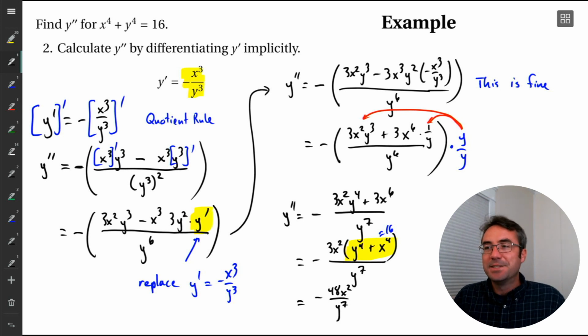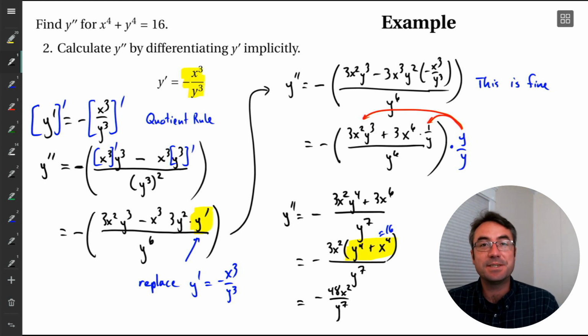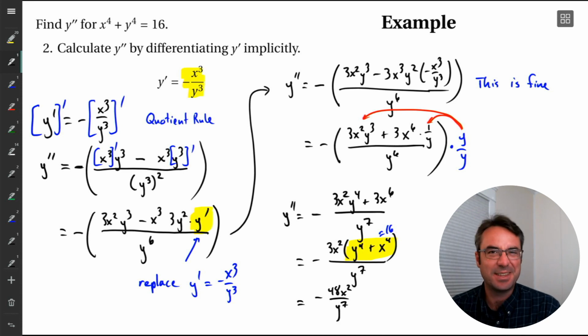All right, so that's going to do it for our implicit differentiation section. Now this is going to be a technique that we'll use later on. So we're going to revisit this in the next lesson and actually the lesson after that as well.